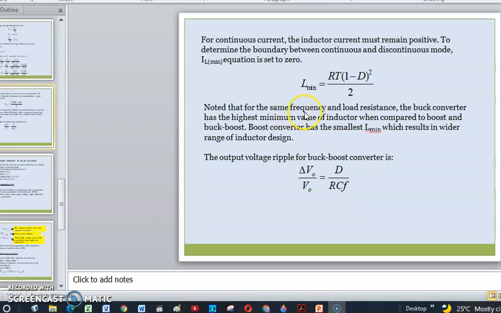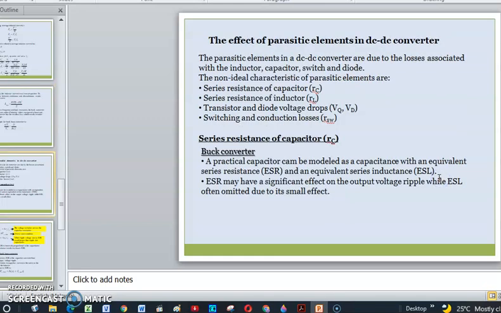Take note that for the same frequency and load resistance, the buck converter has the highest minimum inductor value compared to the boost and buck boost. The boost converter has the smallest L min, which results in a wider range of inductor design. The output voltage ripple, delta V out compared to the average output voltage, is equal to D divided by RCF. So the higher the frequency, the better the voltage ripple for the buck boost converter.